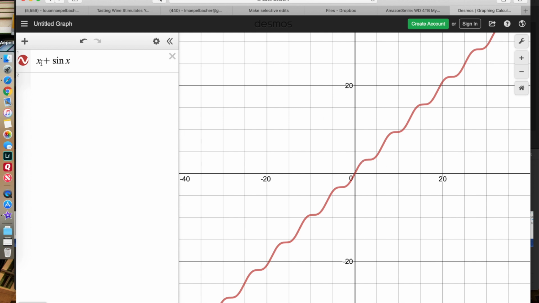if f of x were x and g of x were sine x, and this is f of x plus g of x, you get this beautiful odd function because it's got rotational symmetry around the origin there at 0, 0. And this is probably the coolest graph in this entire packet. I love this graph.